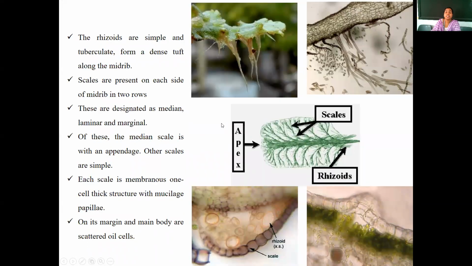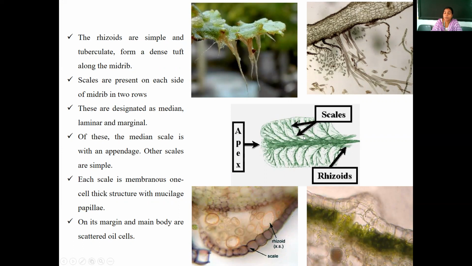And moving on to the rhizoids, I told you roots are completely absent. So rhizoids perform the function of anchoring and absorbing nutrients. So this is the tuft rhizoid. If you take this section, it is a tuberculate simple structure. On the ventral surface, you can see the scales and rhizoids.